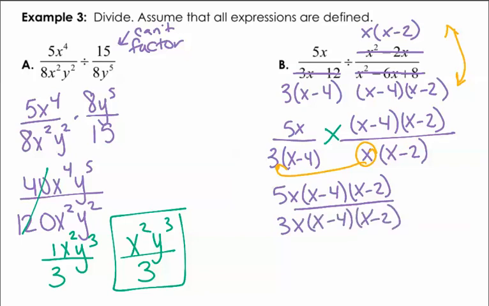You can see when we're looking for common factors, these x's are the same thing, so those can cancel out. The 5 is separate from the x. The 5 is its own thing. So the x's will cancel, the x minus 4's will cancel, the x minus 2's will cancel, and we'll be left with 5 over 3.